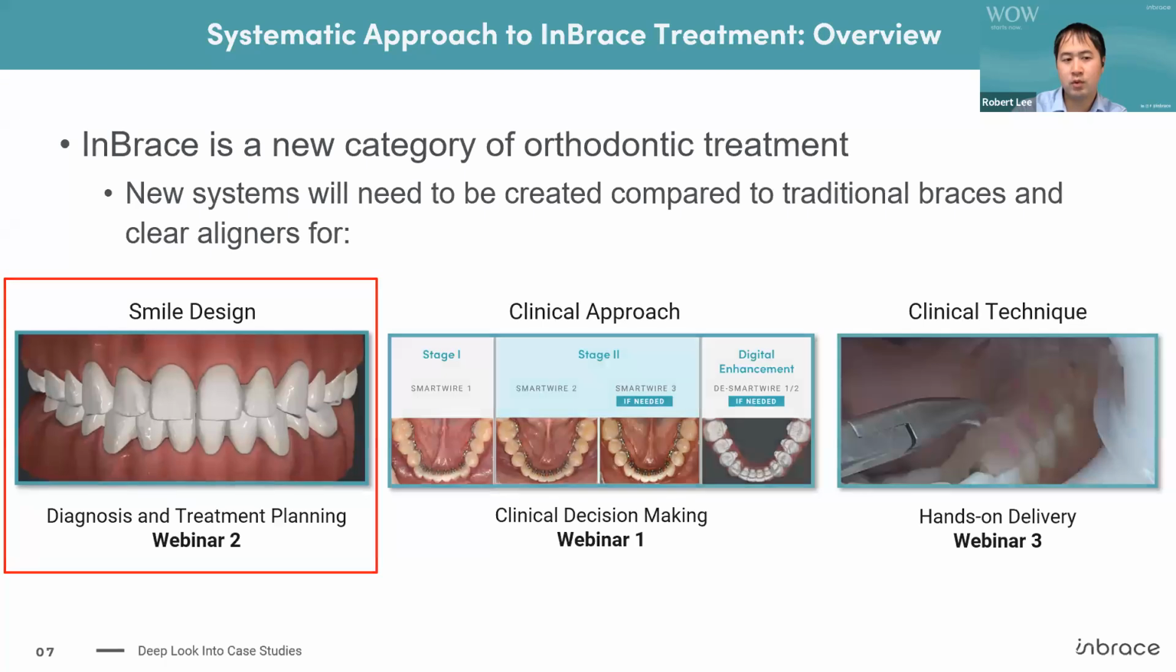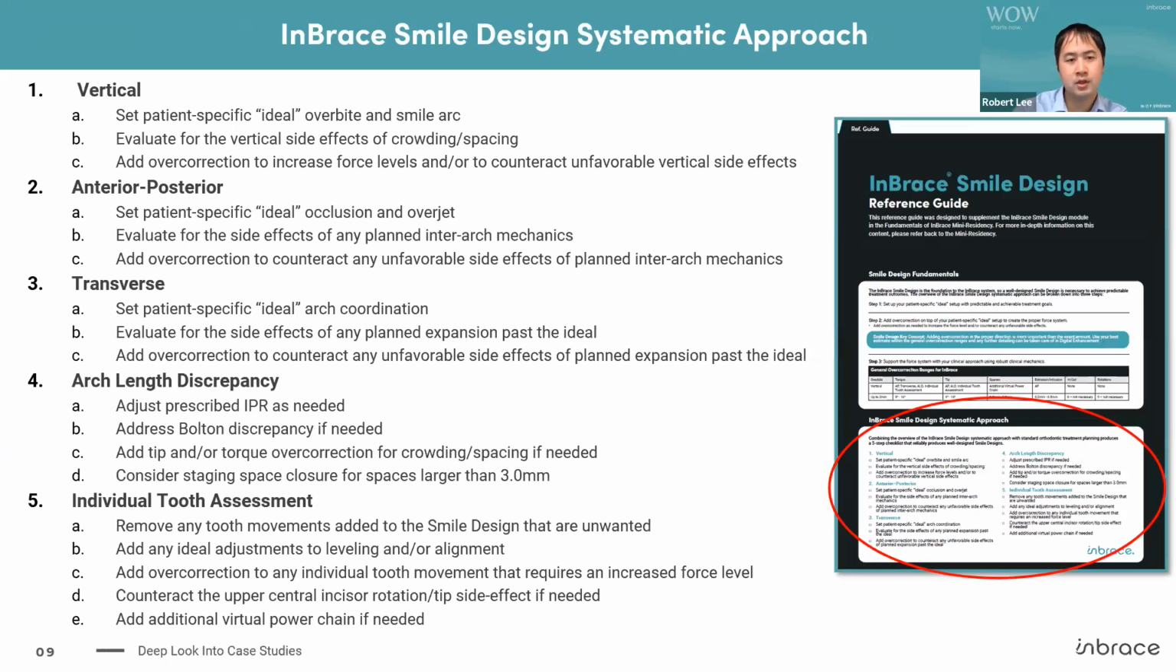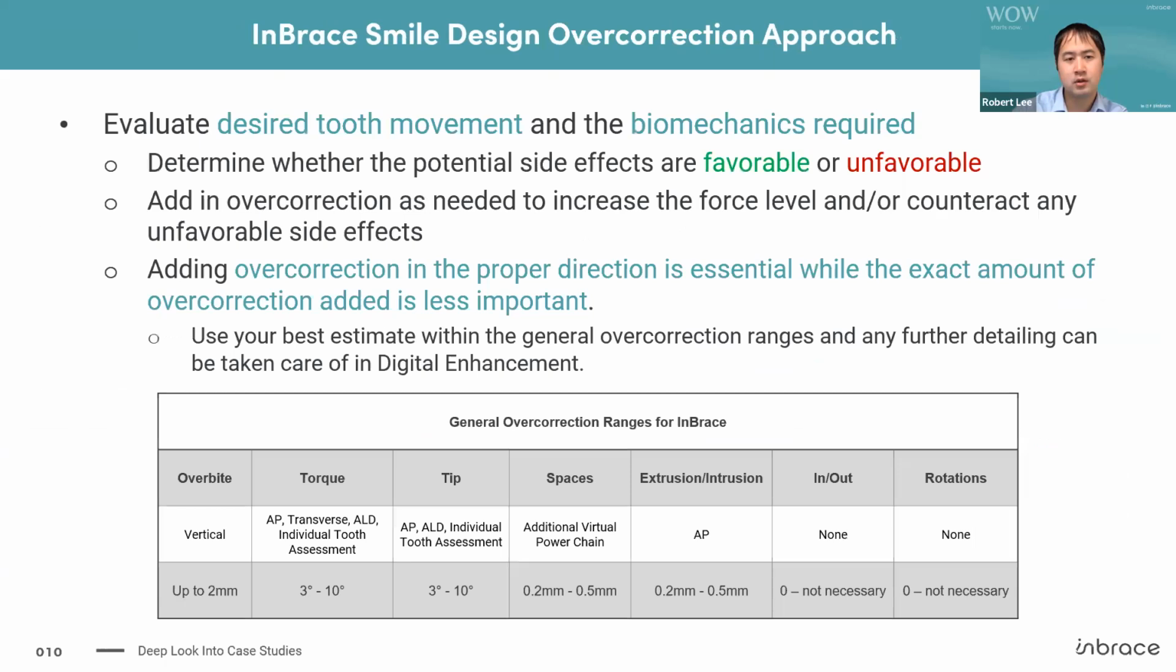So just a quick review of what we've already gone over. We talked about this systematic approach where you go over the patient-specific ideal setup, you add some overcorrection, and then you add the clinical approach to it. And we went over these 5 general steps, which is also in the reference guide. Generally with your overcorrection, you're going to evaluate your desired tooth movement and the biomechanics required for it. You're going to determine whether the potential side effects are favorable or unfavorable. And then you add an overcorrection as needed to increase the force level and/or counteract any unfavorable side effects.